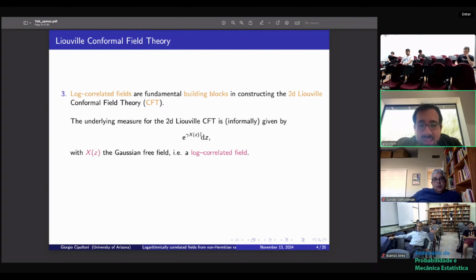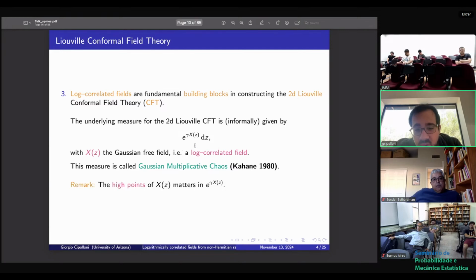And the point here is, again, that X is the Gaussian free field, so in particular a log-correlated field. In fact, later we'll see that the Gaussian free field is log correlated, maybe not so surprisingly, in 2D. And since we have this exponential measure, one can see that this measure is supported on the high points of X, because the exponential is the one that matters. So that's one reason why one would be interested in studying these high points of X. And this measure, in our context, is called the Gaussian multiplicative chaos measure, which was introduced by Kahane in the 80s.